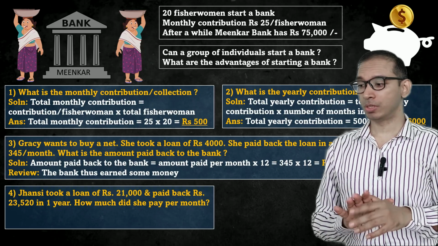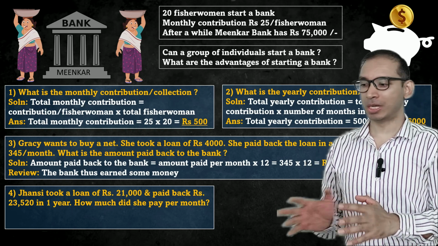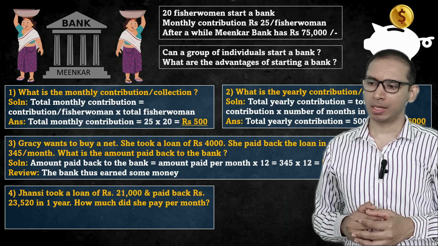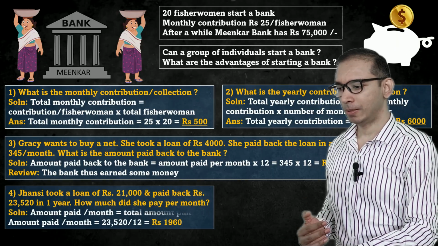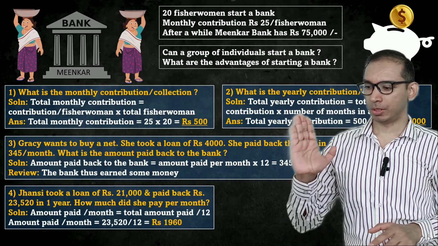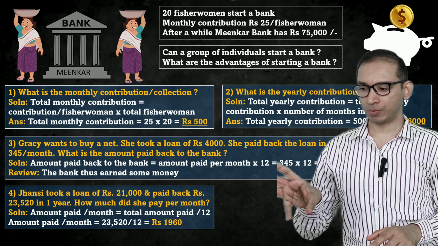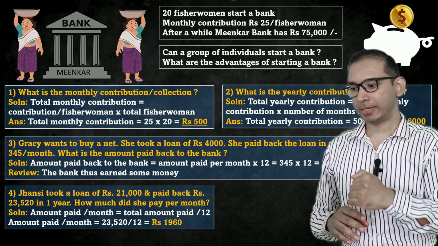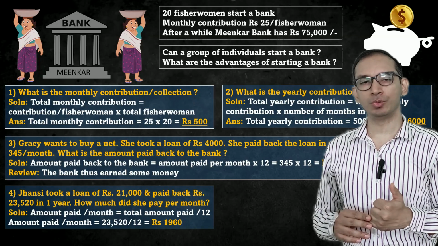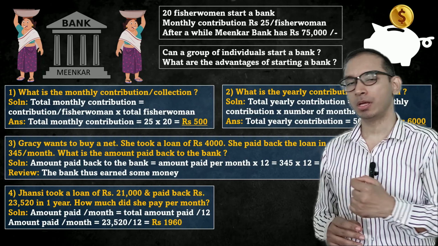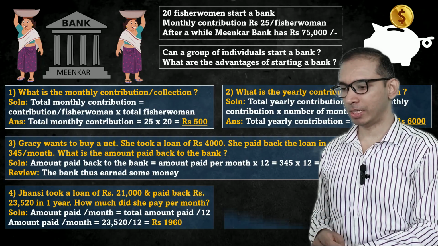Now, they've not told here what exact business Jhansi did with the money that she took from the bank. It could have been a non-fishing business as well. So the total amount that she paid to the bank, you divide that by 12, that comes to around 1,960 rupees per month. That is what she paid back to the bank. This is again a very easy calculation.